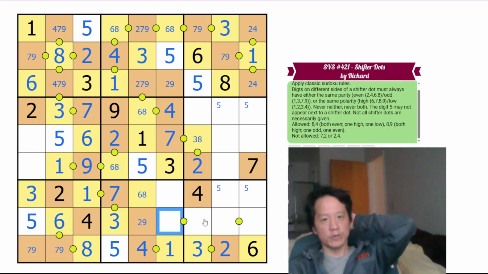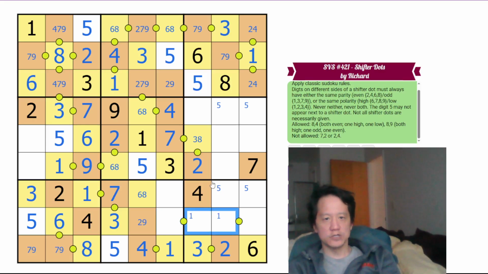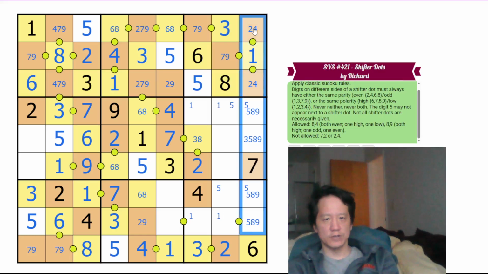Where can 1 be? 1 has to be one of these 2 digits. What are the digits remaining in column 9? It's 3, 5, 8, and 9, right? This can't be 3, this can't be 3. This can't be 3. Where is the 3 in column 9? It has to be here, so this is 3, which makes that 8.